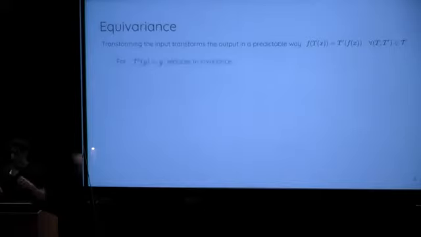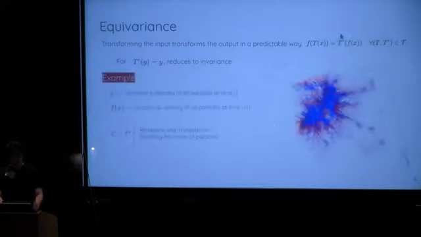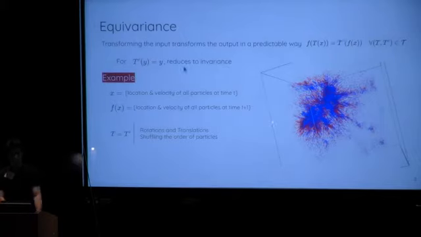Equivariance is a more general notion that says instead of having one set of transformations, now I have a set of pairs of transformations. So I have a set of pairs of T and T prime transformations such that transforming the input with a T will have the same effect as transforming the output with T prime. Okay? In the case that T prime is equal to identity, then this becomes invariant. So this is a much more general notion.